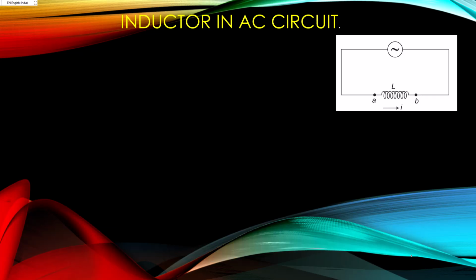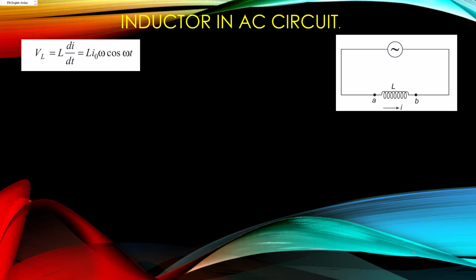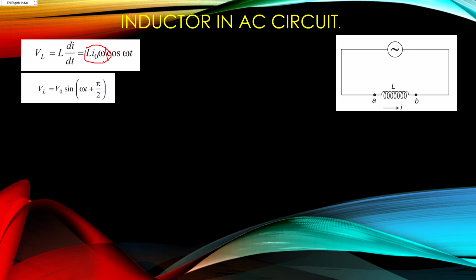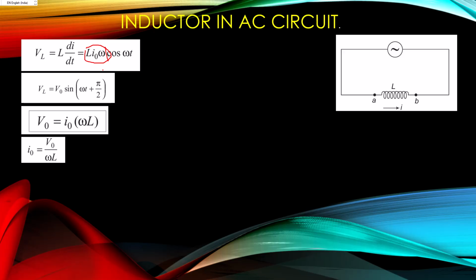Now inductor in AC circuit, this is the circuit diagram. The voltage drop across the inductor, VL equals L di/dt, so L I0 omega cos omega t, and VL equals V0 sin of omega t plus pi by 2. Again we replace this cos by sin of omega t plus pi by 2. And this V0 is what? This term, L I0 omega. So V0 equals I0 times omega L, or I0 equals V0 by omega L, and I equals V0 by omega L sin omega t.